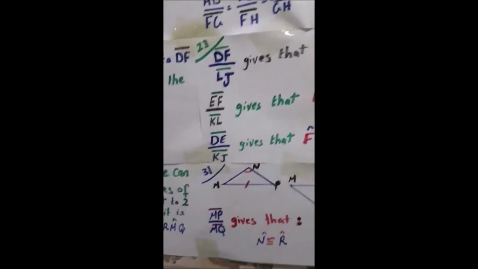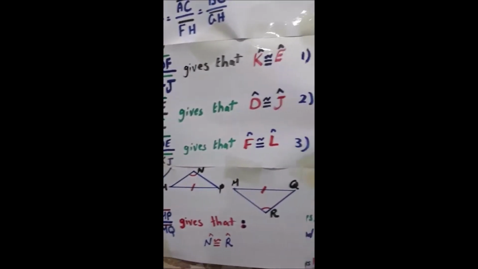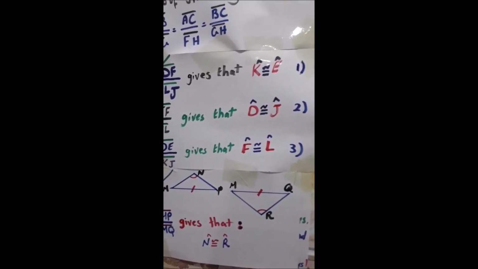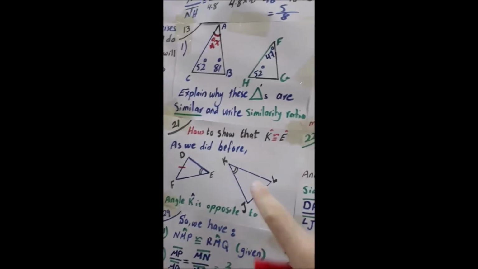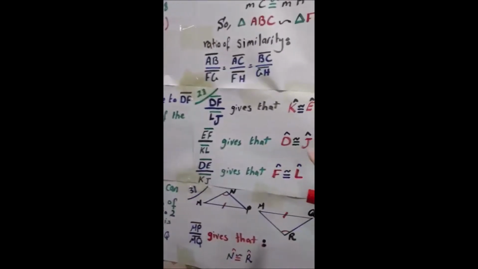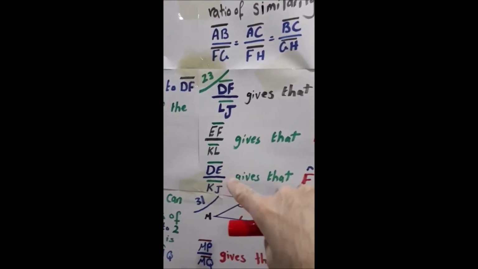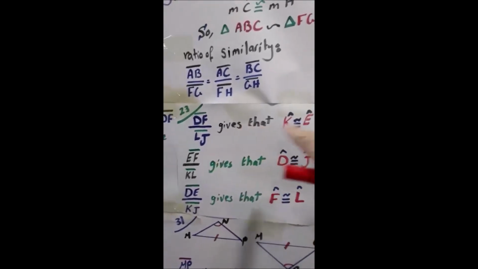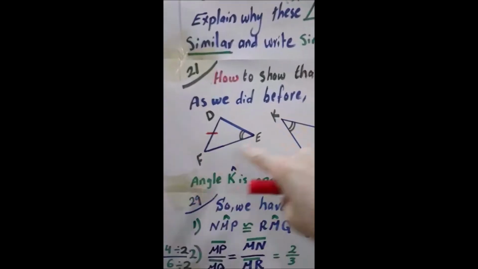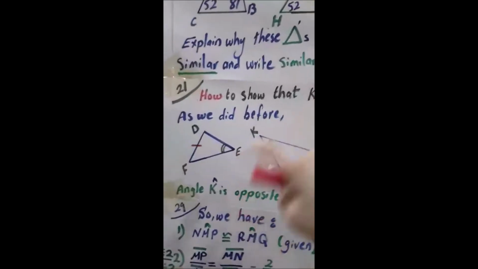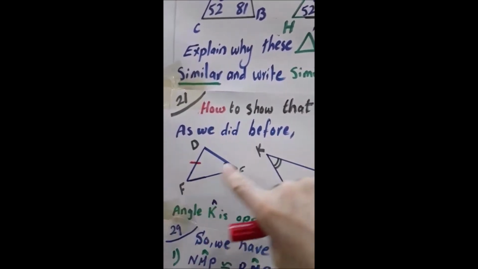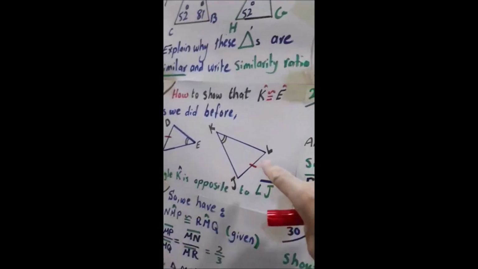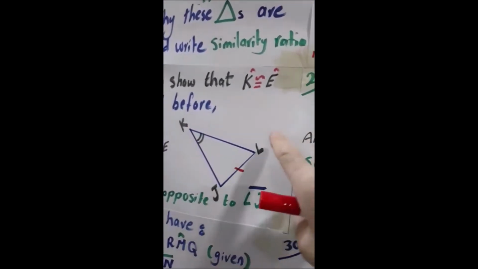And now we will continue. EF over KL gives that angle D is congruent to angle J, and the last one will give us that angle F and angle L are congruent. So guys, you can repeat this way for the other two, EF over KL and DE over KJ, but the first one I gave in more detail. So you will draw the two triangles DFE and KJL, and as I told you last time, you will say which side is opposite to angle E, it is DF, and which side is opposite to K, it is LJ.